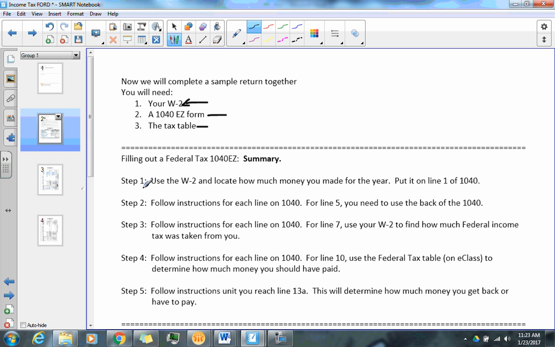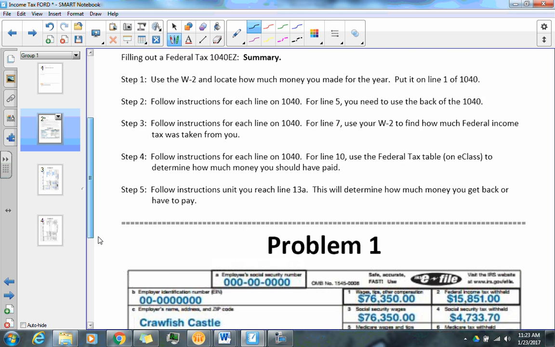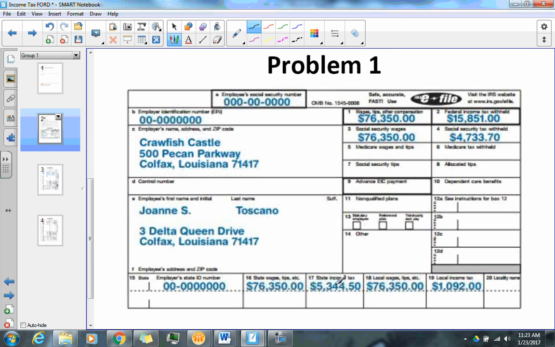All right, step one, use the W-2. The W-2 looks like this. This is the form that you get every year from your employer. It tells you how much money you make, how much you have paid in taxes, state, federal, all that. It's basically a snapshot, or a progress report, of how much money you've made financially for your job.